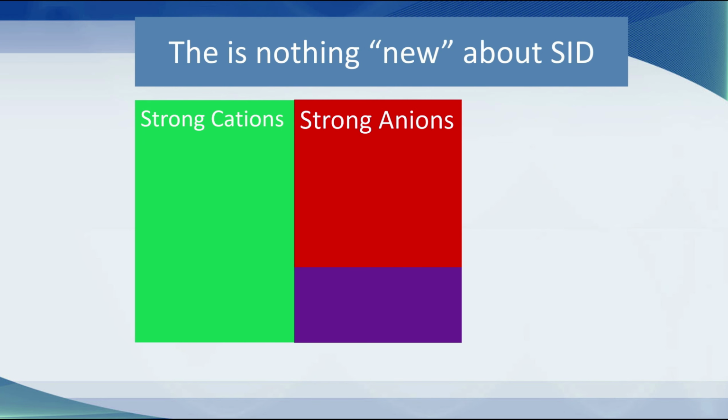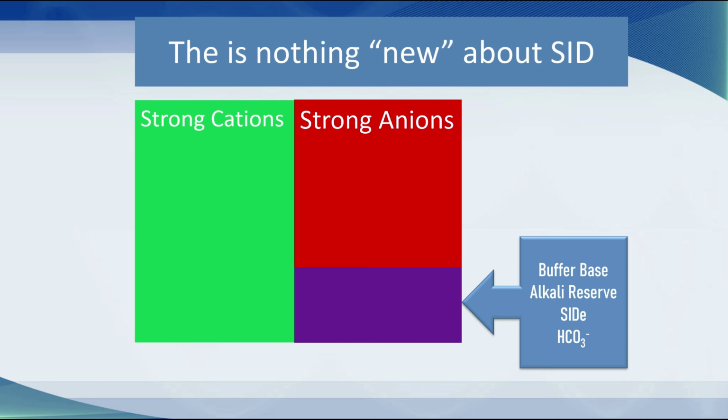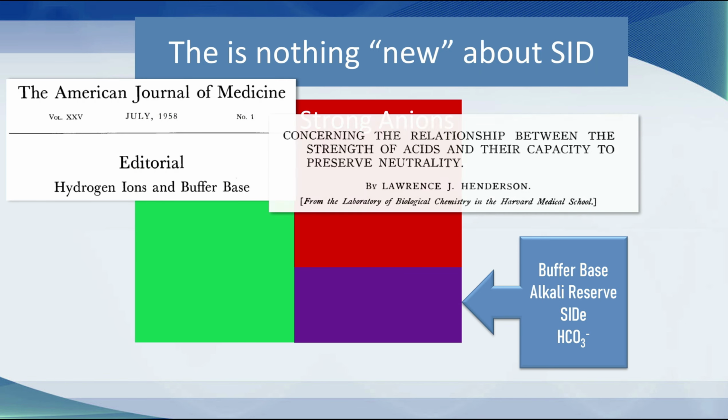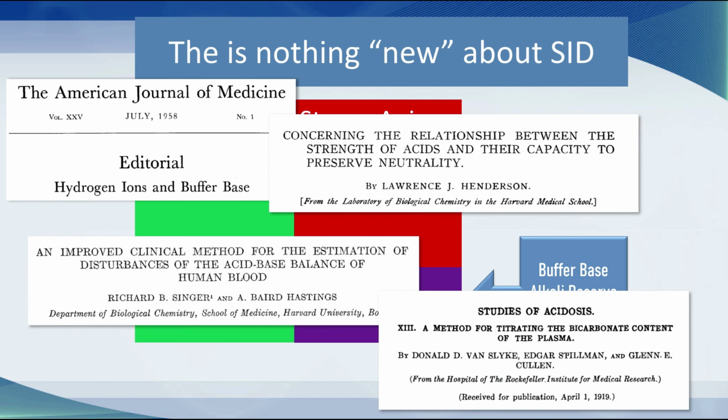There is nothing new about strong ion difference. You may not be familiar with SID as a concept, although the term originates in the 1970s. It is part of a continuum that goes all the way back to Henderson in the 1920s. Sometimes it's been known as buffer base or alkali reserve, or even the anion gap in some terminology. But it's been around a long time.